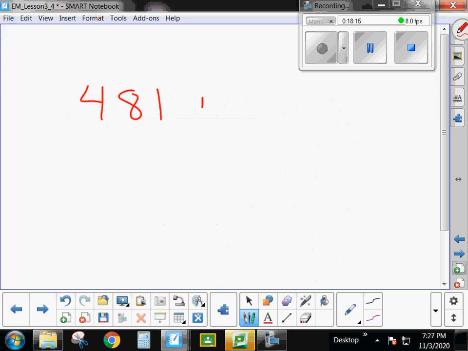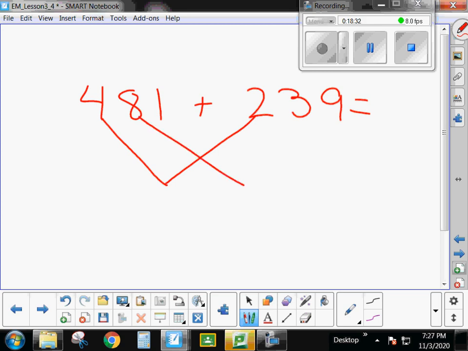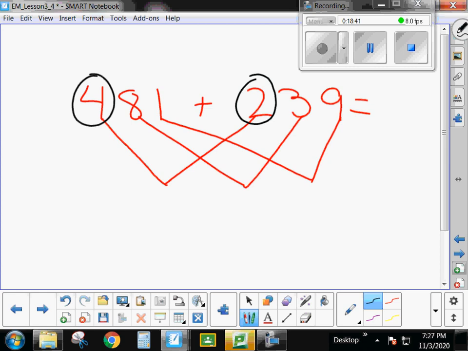481 plus 239. Okay, same problem. This time, I'm not going to rewrite it vertically. I'm going to do that partial add-ins by doing, remember us doing this in second grade? I'm going to pull down my hundreds with my hundreds, my tens with my tens, and my ones with my ones. So if I have 400 plus 200, that is 600.